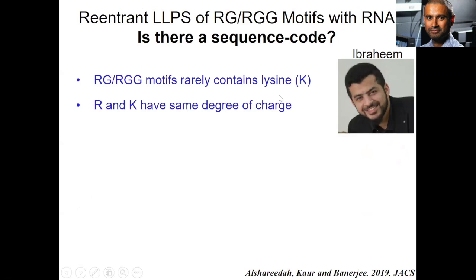Now, he made some observations. For example, the RG-RGG motif, where you have these arginines, which are positively charged, they do not contain another positively charged residue, which is lysine. So if it is all about the positive charge of arginine and the negative charge of RNA, it doesn't make sense because there is no lysine. So there is something specific about this high bias towards arginine.